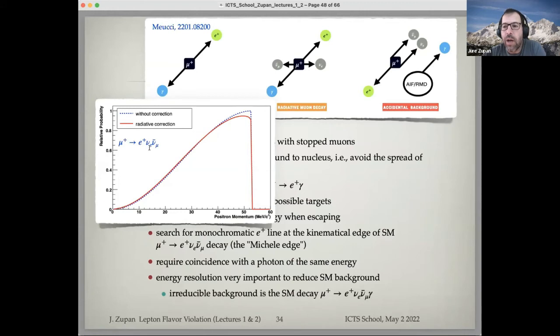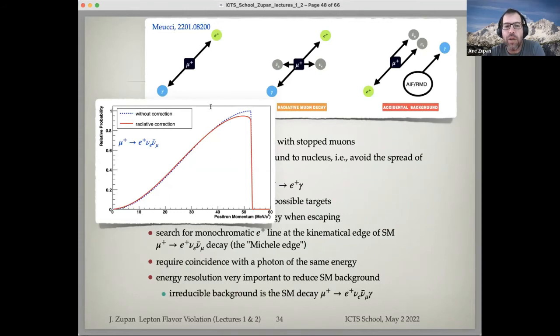So when is this kinematical edge reached? It is when you have the muon decay to an electron, and then the electron and the neutrino go back to back. So the same topology is here, except instead of the photon, you have the neutrino and antineutrino going in the opposite direction of the electron, of the positron. That's the highest energy that the positron can have, right? So that's here. So the signal is here, on the edge of this steeply falling background.